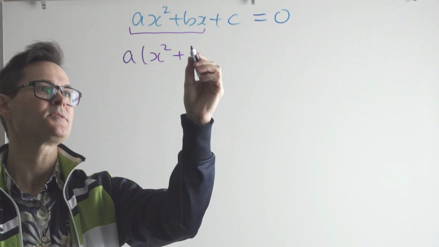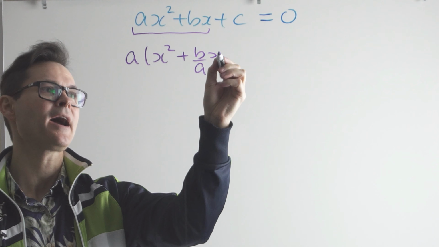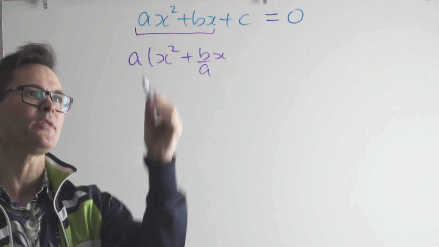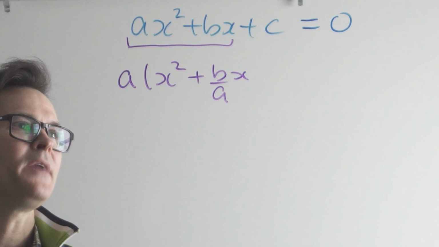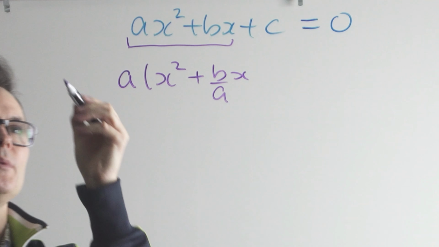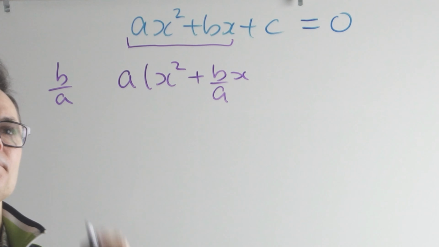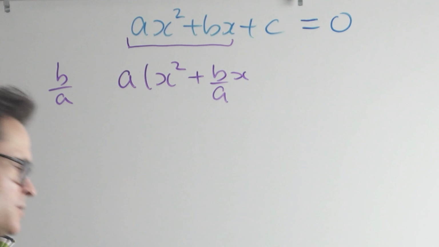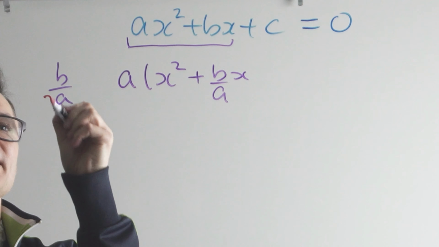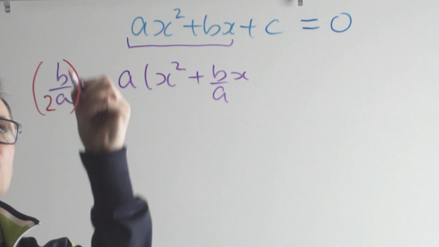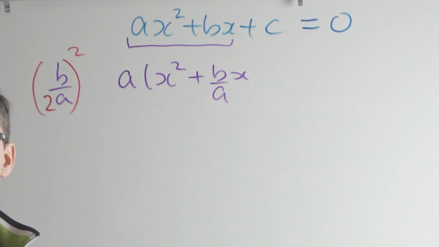And so plus b over a x. Okay, and I know that if I expanded the a through, I would get the original two terms back. Then I take my middle number, which is b over a, and I do two things to it. I take half of it, and then I square it. Do you see? That's going to allow me to create a perfect square.